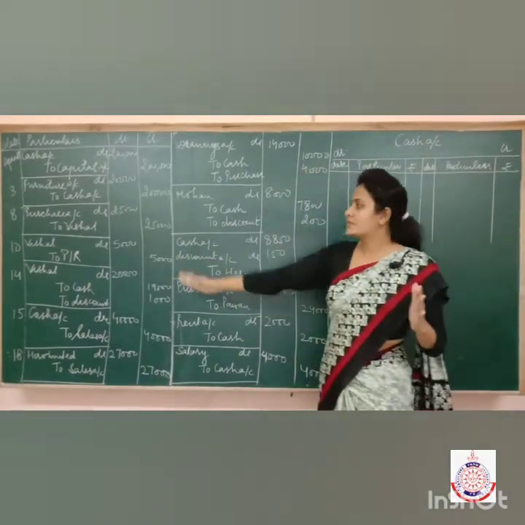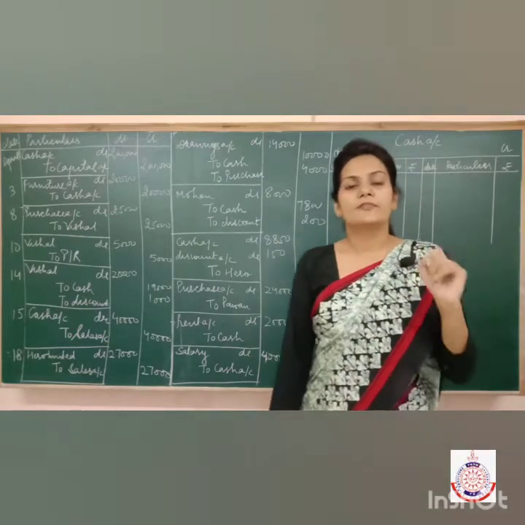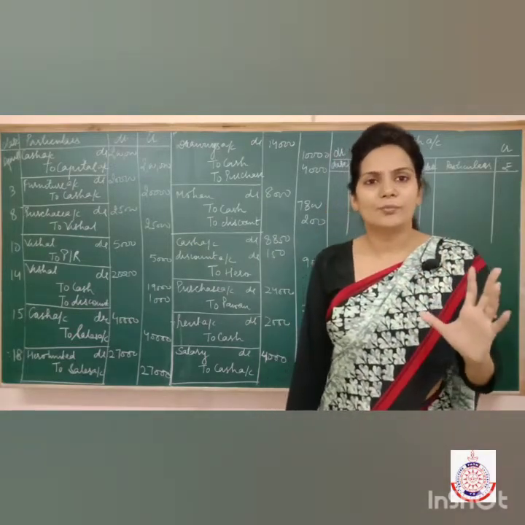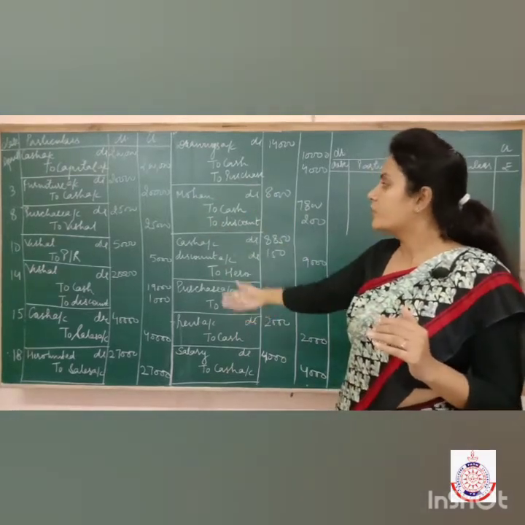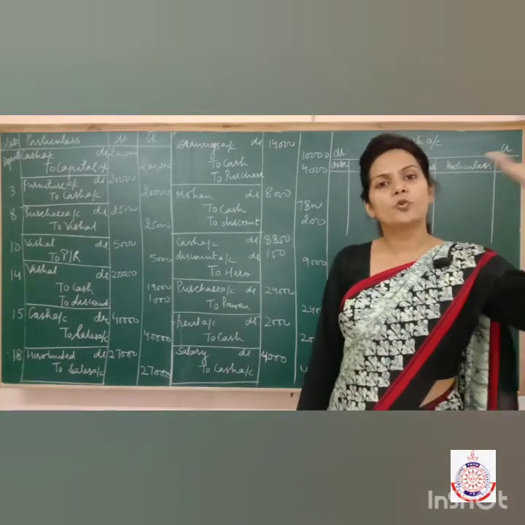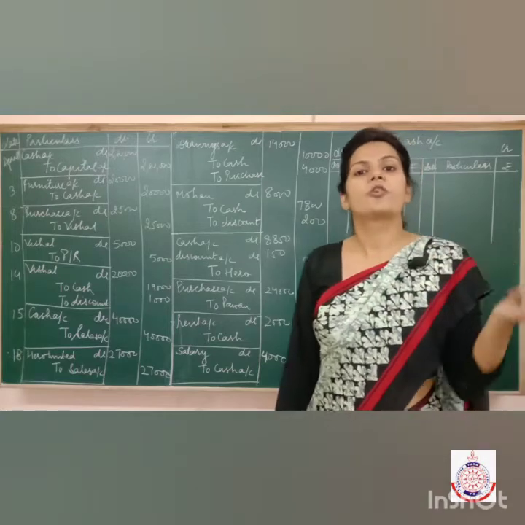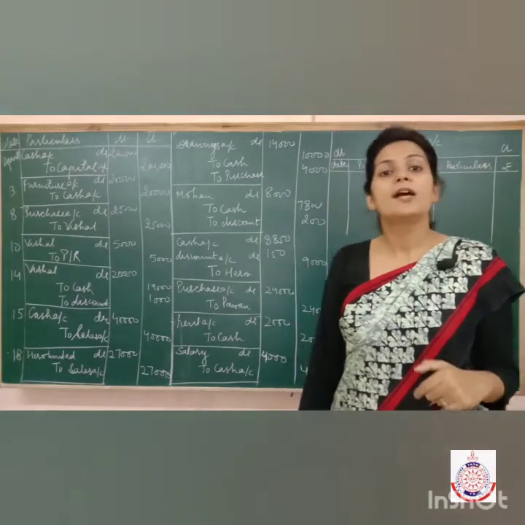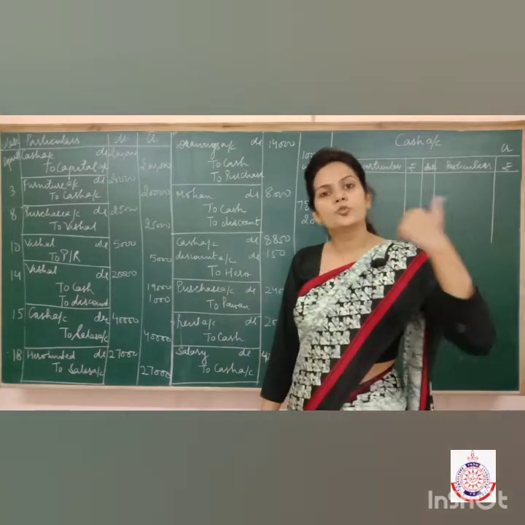You know how to pass these journal entries. That's good. But one thing more I told you: when transactions are too many in number, instead of recording transactions in one book, we divide these transactions into different books. So how to make ledger accounts from those books is also a part of this chapter, ledger. But I'll make you understand this when we do those chapters.